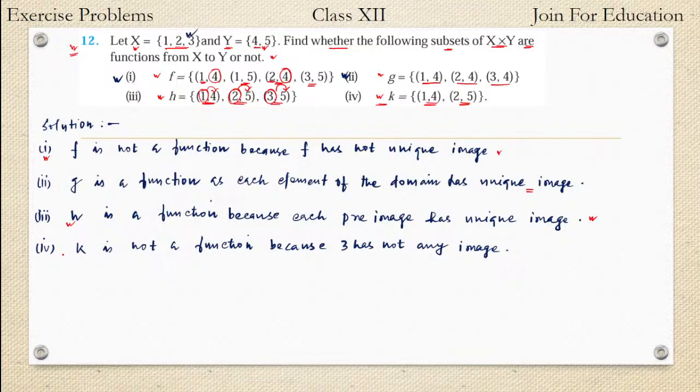So h is a function. k is not a function because pre-image 3 has no image. So this is the explanation of the solution of all parts of question number 12. After this, there is no problem to understand the explanation of the solution of this question.